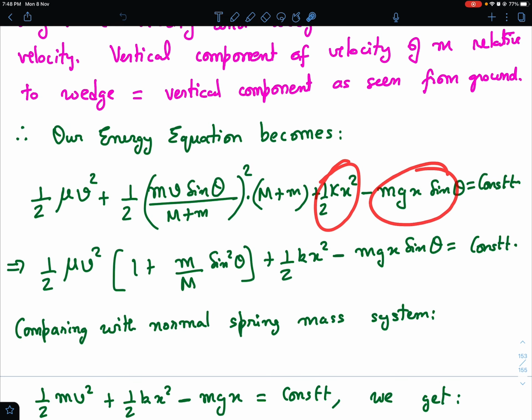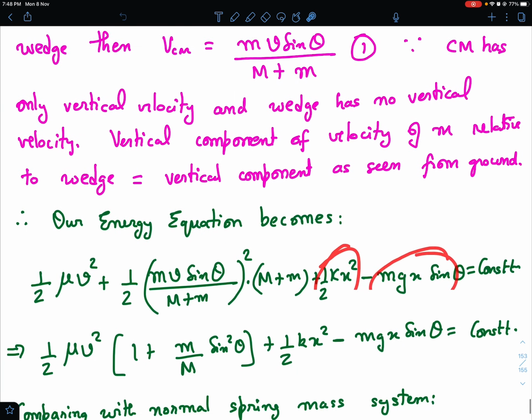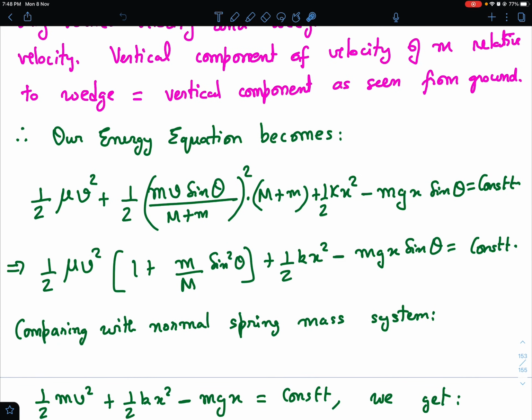This is the spring potential energy and minus m g x sin theta, because from the natural length configuration, if you consider the zero potential energy, then it has come down by a distance x sin theta, right? So potential energy lost is m g x sin theta. So we can write this for potential energy.